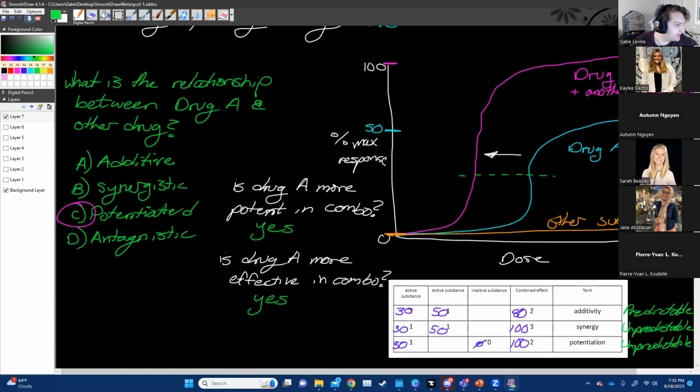When we're comparing one drug that is at 0 with another drug that is more than 0: yes, potentiation is where you have an inactive substance. In order to be inactive, you have to have no effect, because even if you have a minimal 1% effect, you're technically an active substance. And then you would cause it to either add or synergize or something like that.